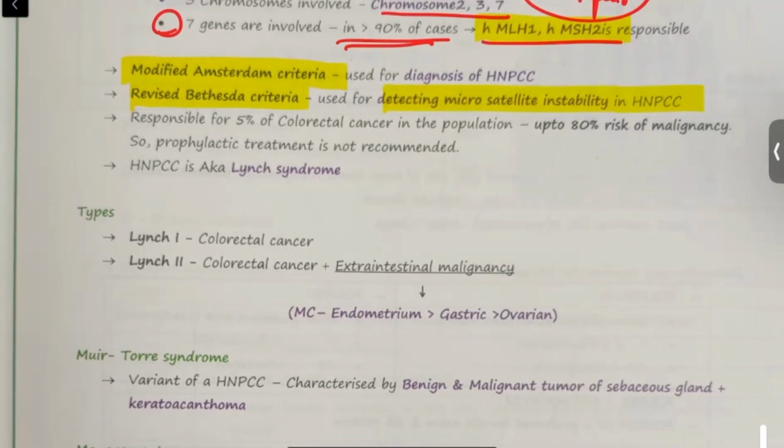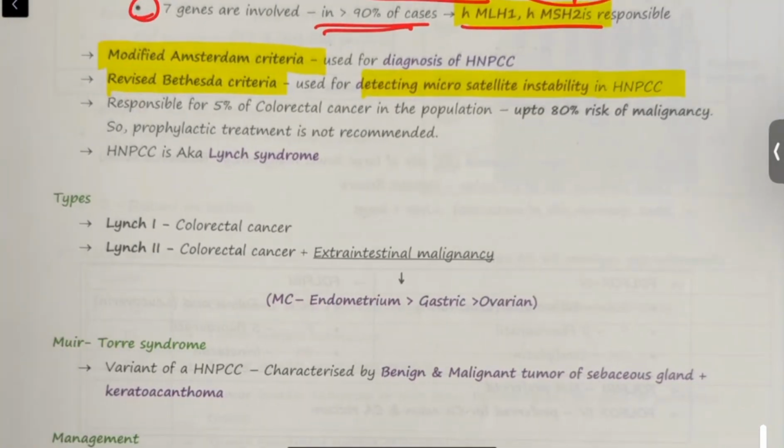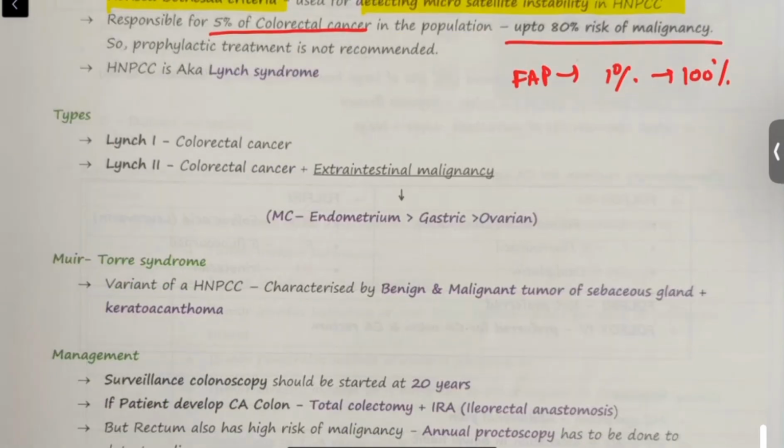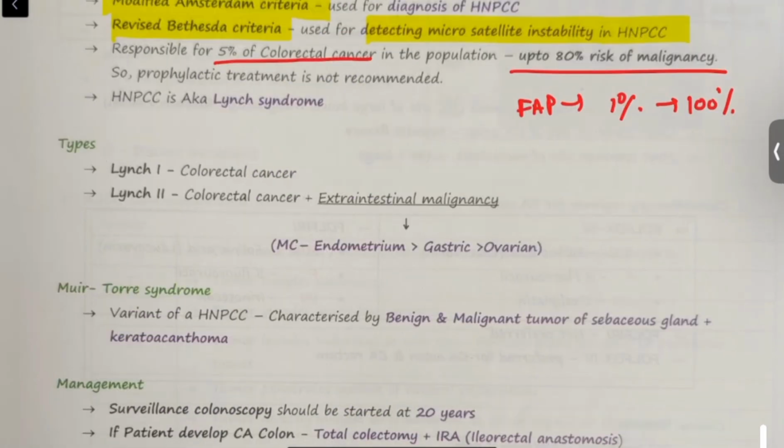Okay, just like we have discussed before, HNPCC is responsible for 5% of colorectal cancer in the population and carries up to 80% risk of malignancy. FAP is 1% but 100% risk of malignancy. Okay, HNPCC is also known by another name, that is Lynch syndrome. Now this Lynch syndrome can be of two types, Lynch 1 or Lynch 2.